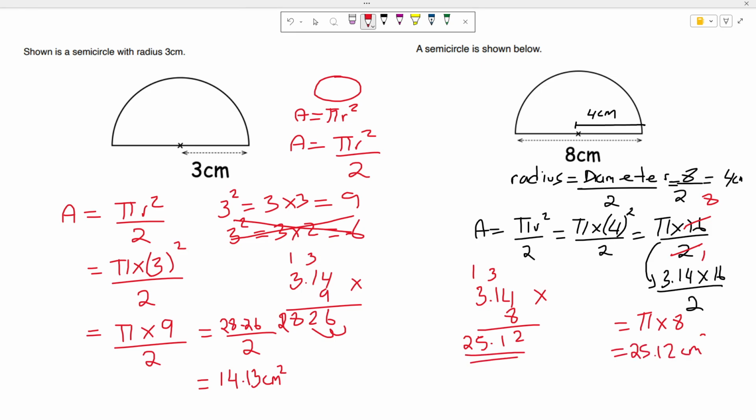25.12 centimeters squared. Now, if you did not use this method, if you first multiplied by 16 and then divided by 2, the answer will still be the same. The only thing is that if you do this method, it will save you a little bit of time.